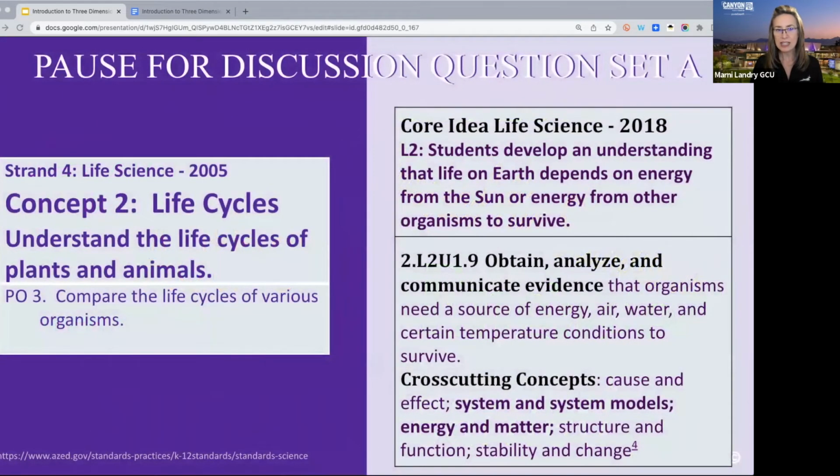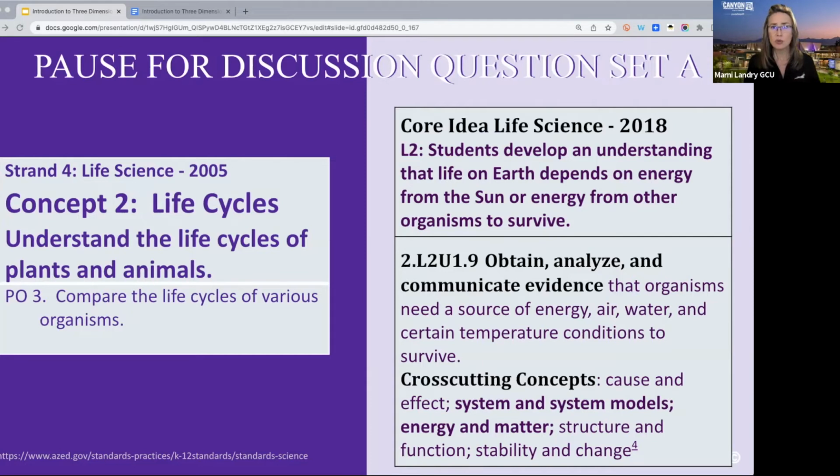So here is an example of science standards in the previous format we had in Arizona, 2005 on the left, and the same concept on the right from 2018 science standards. They're both life science and they both have to do with kind of life cycles and requirements of life.